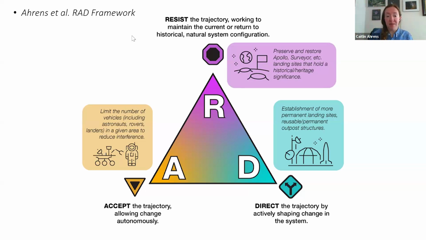Whether we do accept making the change autonomously. So in this case, limiting the number of vehicles within a given area. If you have way too many robotic and human aspects in an area, you're going to end up with interference. So how do we make sure we reduce interference there? We have dealt with interference accidentally from Apollo, so we already know there's a lot to still learn about interference. And then directly, actively shaping that change.